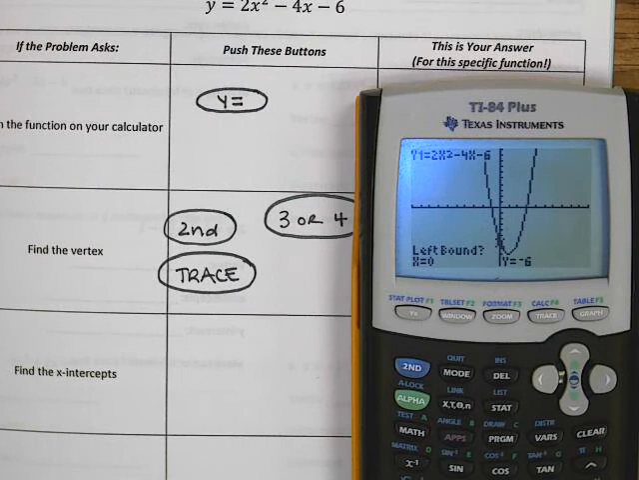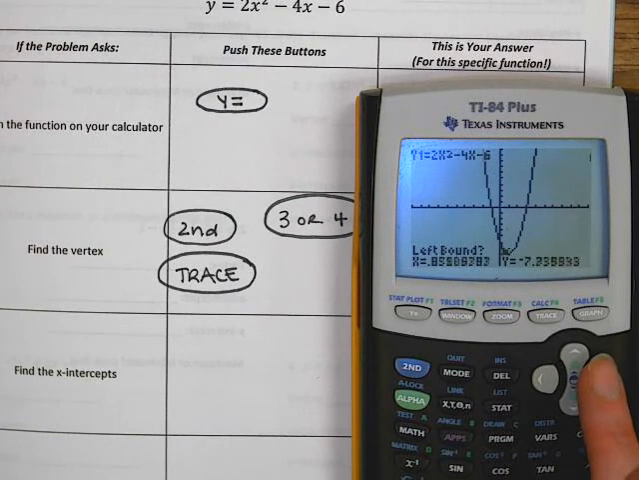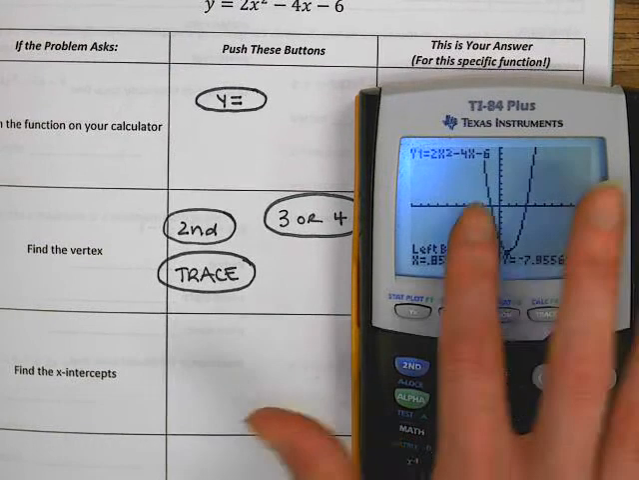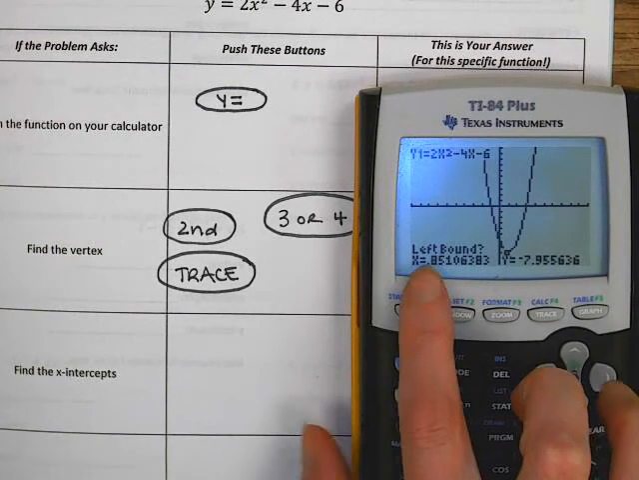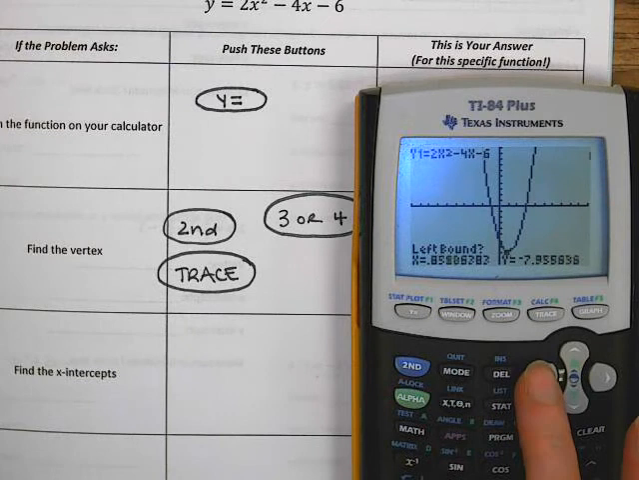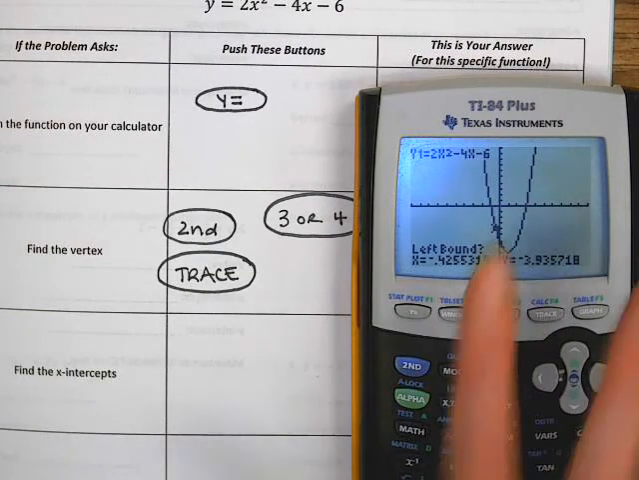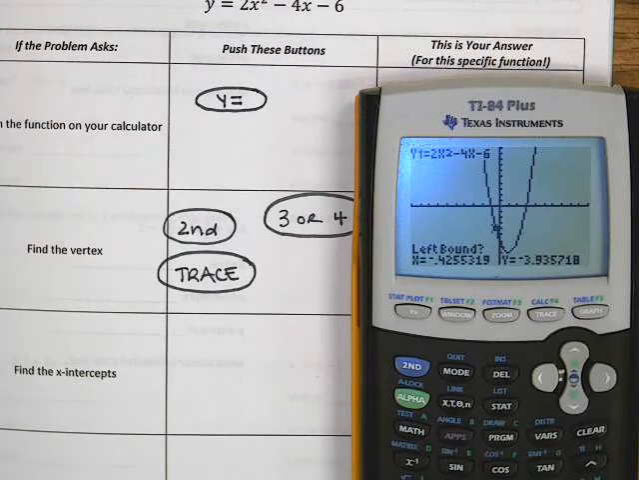And then here's what you have to do. Do you guys see a little blinky thing? See that little blinker? Yours might be somewhere else, but find your blinker. And then see how it says left? Get your blinker anywhere you want left of the vertex. Anywhere you want left of the vertex. And you hit enter once.